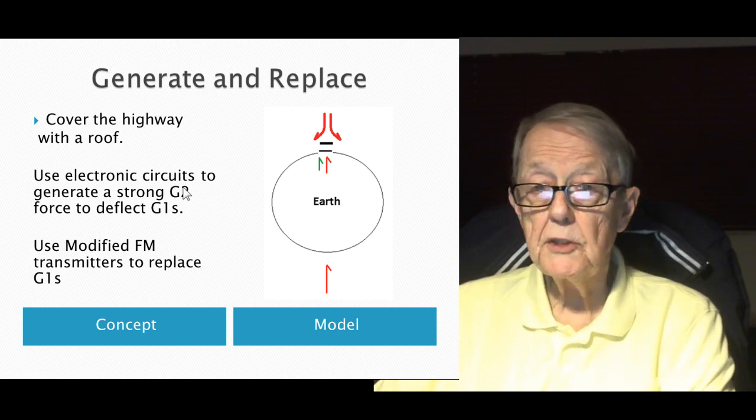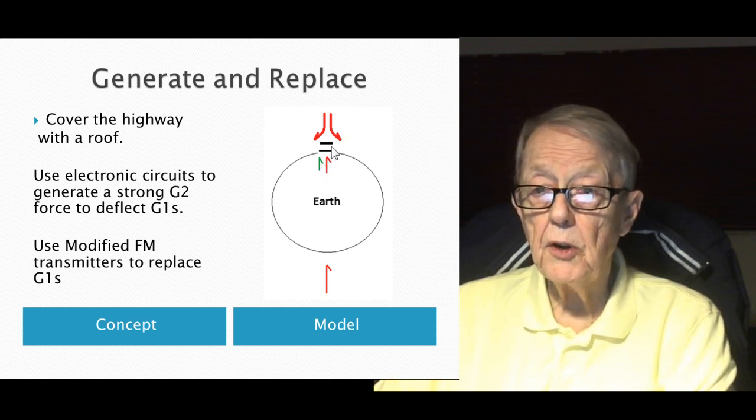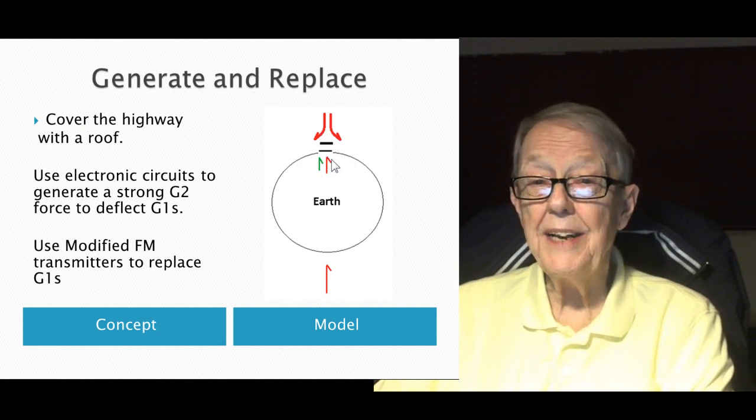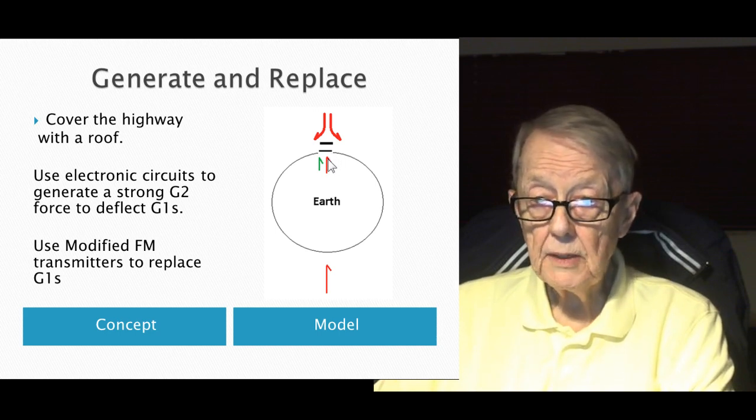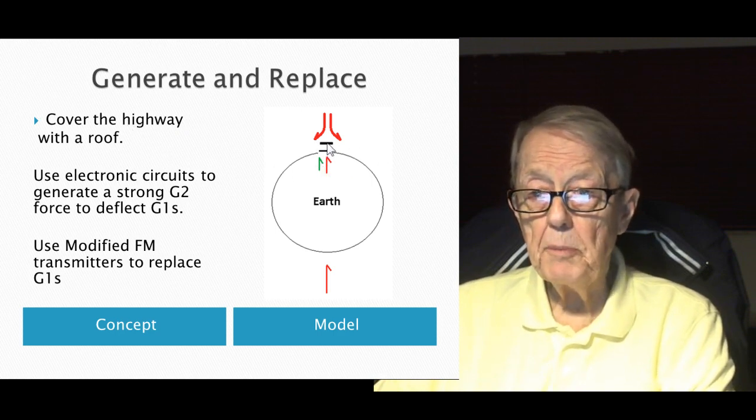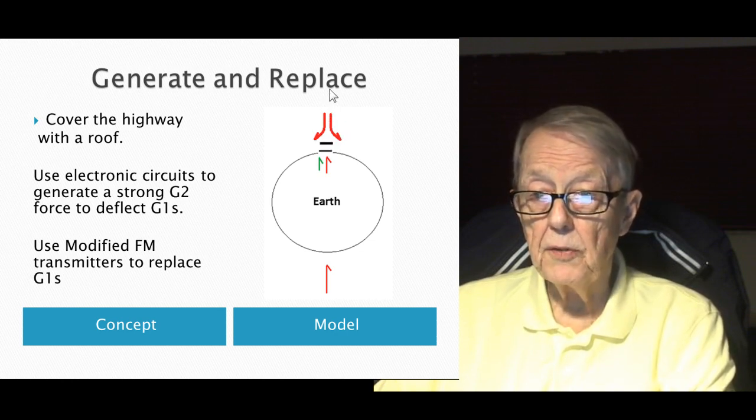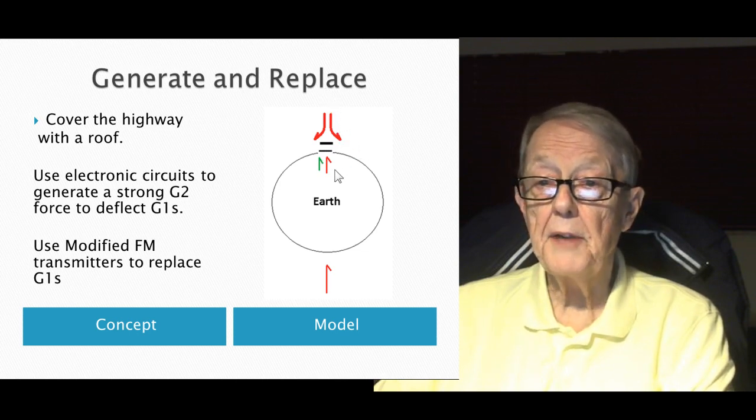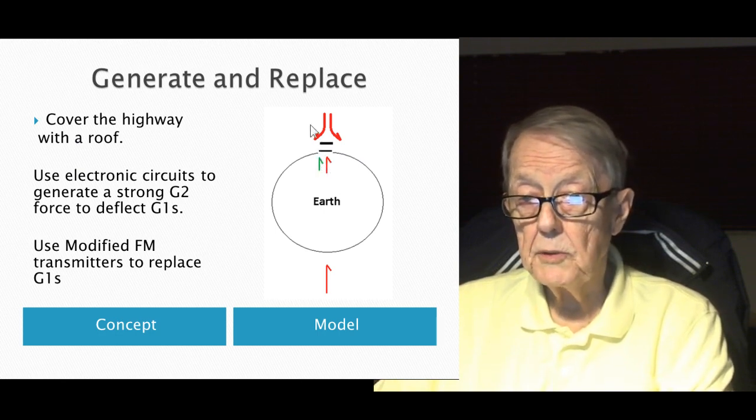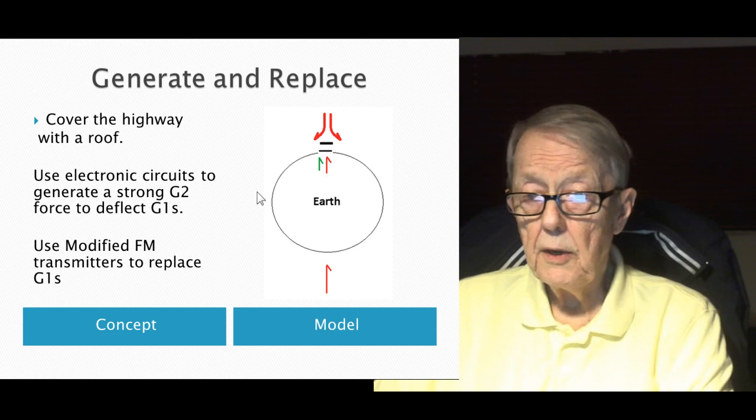Well, let's do both. Let's generate and replace, and we're going to deflect. So this time, this is a highway, and the highway is going in and out of the page. So we cover the highway with a roof. The roof is fixed, and we put in a circuit that can deflect the G1 particles and have them go this way and this way, reducing the number coming down. Then we use an electronic circuit down here to generate G1 particle streams to replace them. Maybe you could have a zero gravity highway using both concepts.